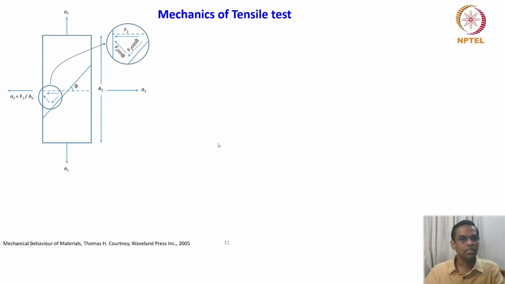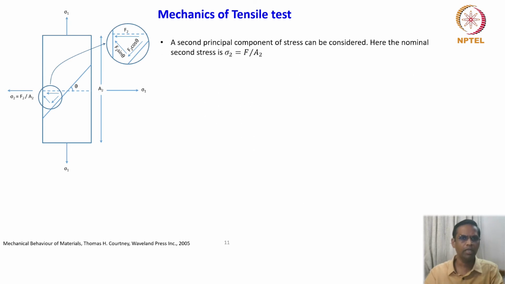So the next one is what will happen if you subject the specimen to biaxial tension. Okay. Another simple interesting problem. Suppose a second principal component of the stress can be considered. Here the nominal second stress is sigma 2 is equal to F by A2. So here we are talking about this is sigma 1 and this is sigma 2 in this direction.